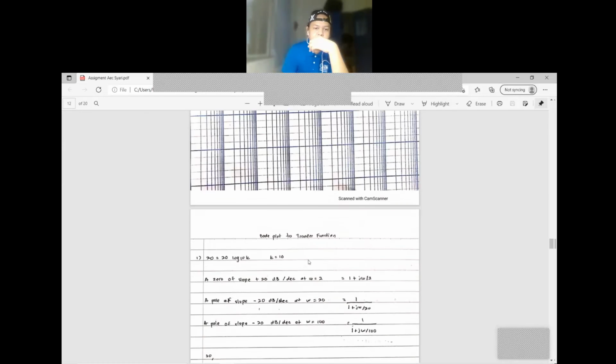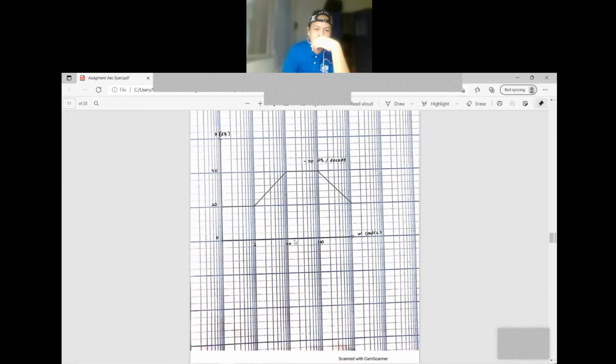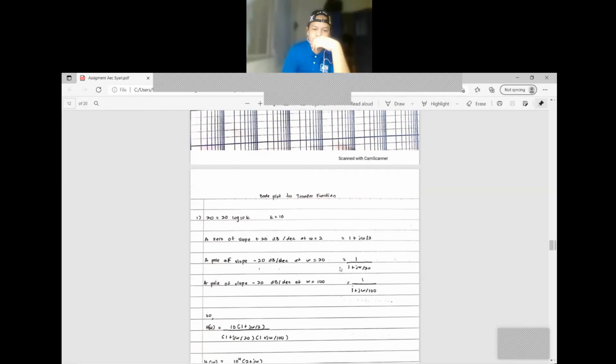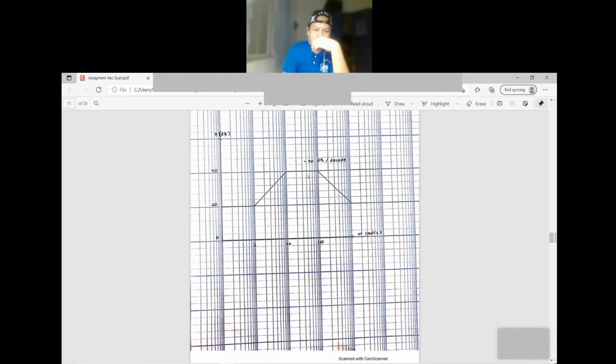Then for a pole of slope negative 20 dB per decade, at omega 20. Second, we look at omega 20, it goes straight to 100. So we write down the formula 1 divided by 1 plus j omega divided by 20, where we get the 20 from the omega constant at the start of the straight line.